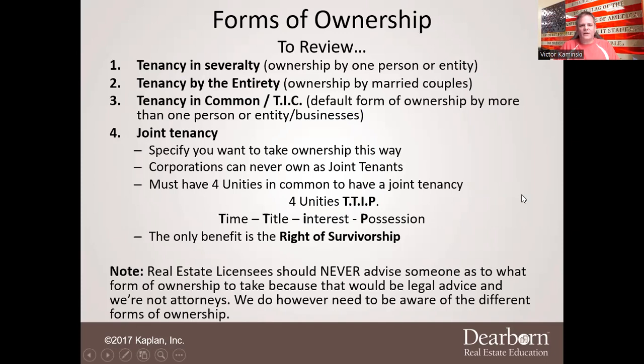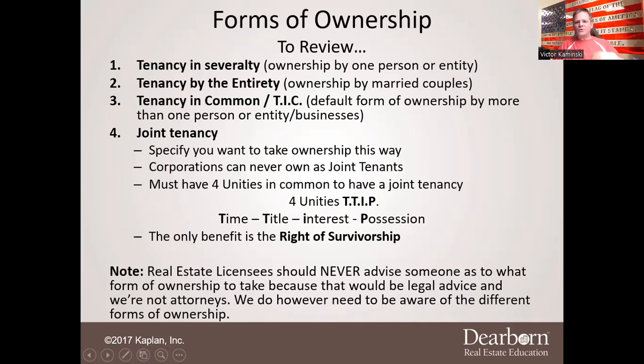Okay, so here's the final breakdown to review. Tenancy in severalty is ownership by one person or entity. Tenancy by the entirety is ownership by married couples. Tenancy in common is the default form of ownership with more than one person or entity. And a joint tenancy, you have to specify you wish to take ownership in this way. Corporation can never own as a joint tenant. And you must have 4 unities in common to create that joint tenancy: the unity of time, title, interest, and possession. And the only benefit to having a joint tenancy is the right of survivorship.